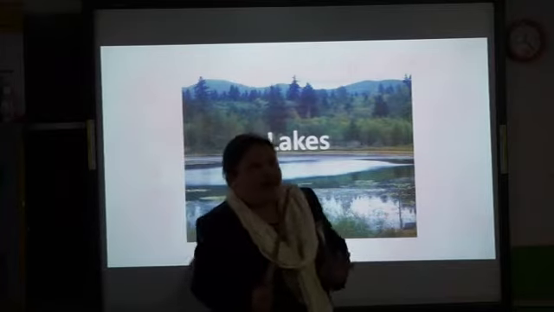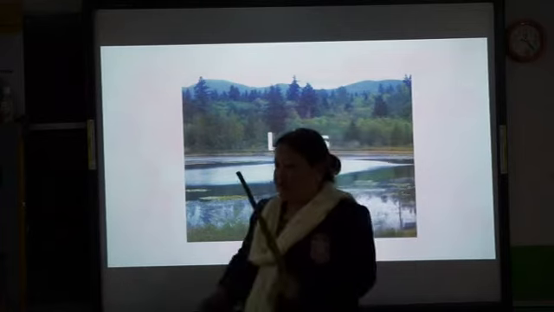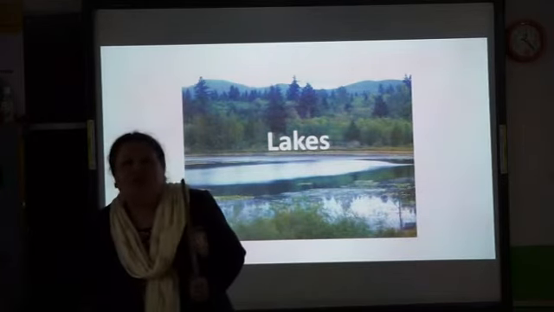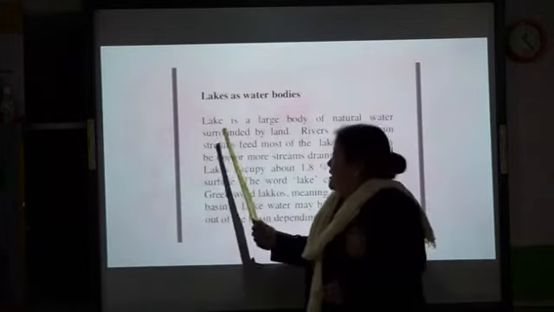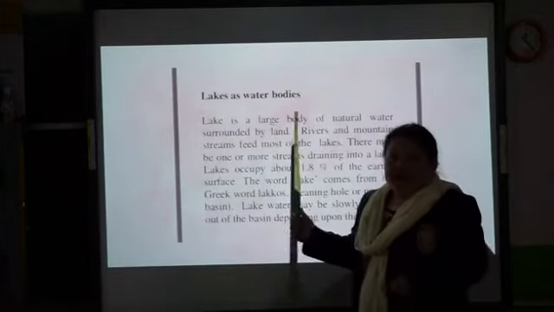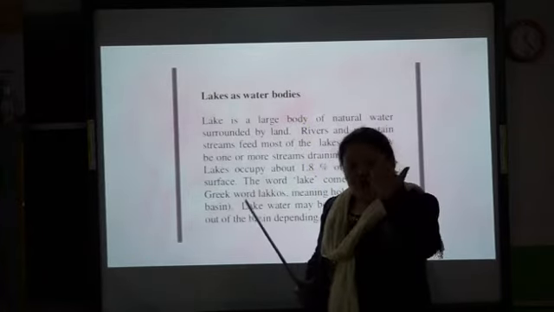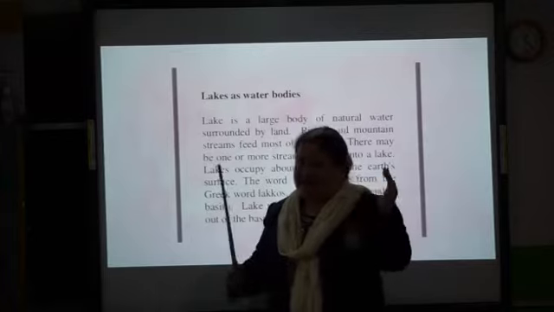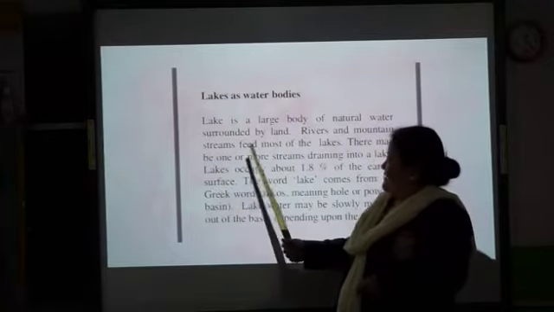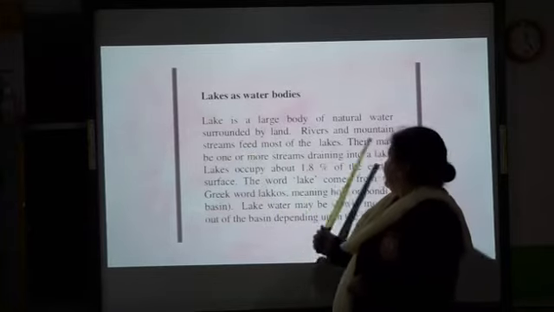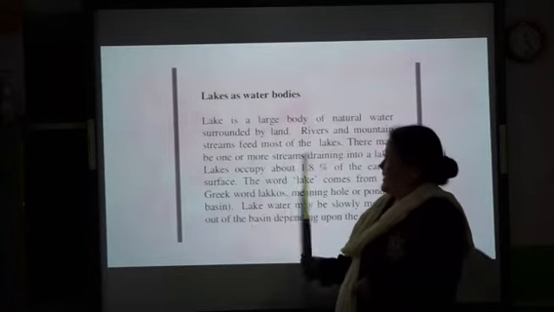Now the next minor water bodies are your lakes. So what are lakes? Now let's have a look at what lakes are. A lake is a large body of natural water surrounded by land. So water is there and it is surrounded by land. Rivers and mountain streams feed most of the lakes. So there may be one or more streams draining into a lake.